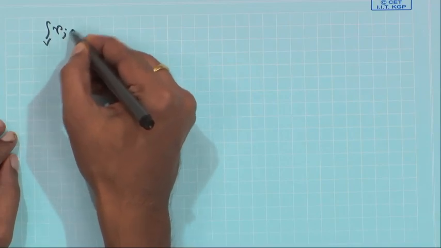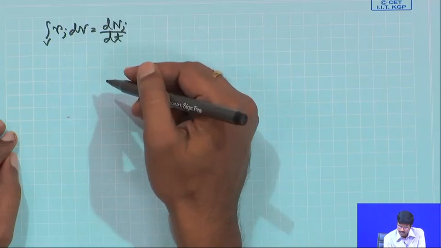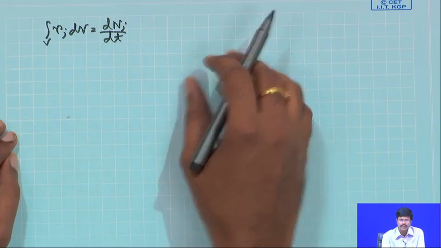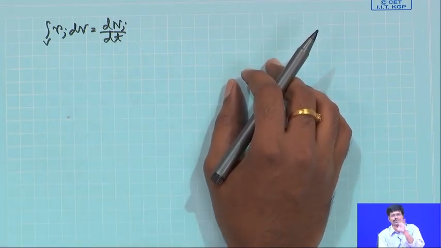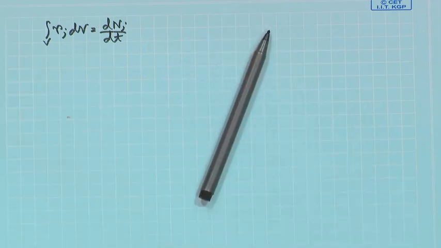The design equation is the integral of Rj dV equals dnj/dt. If you have perfect mixing in a batch reactor, then the temperature, concentration, and reaction rate will be constant throughout your reaction mixture as a function of space. In a batch reactor, as a function of time the concentration is changing, the temperature might change, and the reaction rate also will change. But we are only considering spatial variation, that means at different points of the reaction mixture at a particular time.